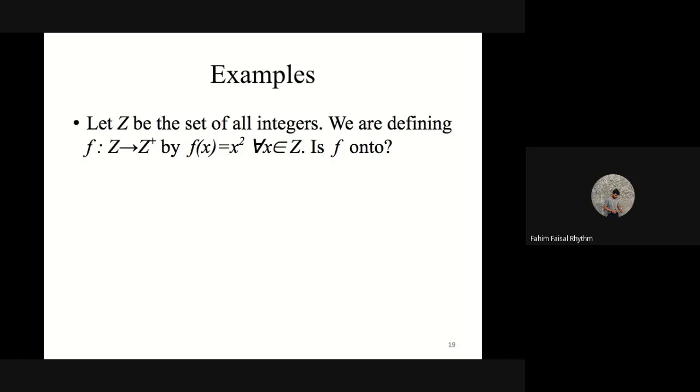Miss, no, I think it's not. Okay. Why do you think it's not onto then? It says all integers, but if we square root all integers, we're not gonna get.